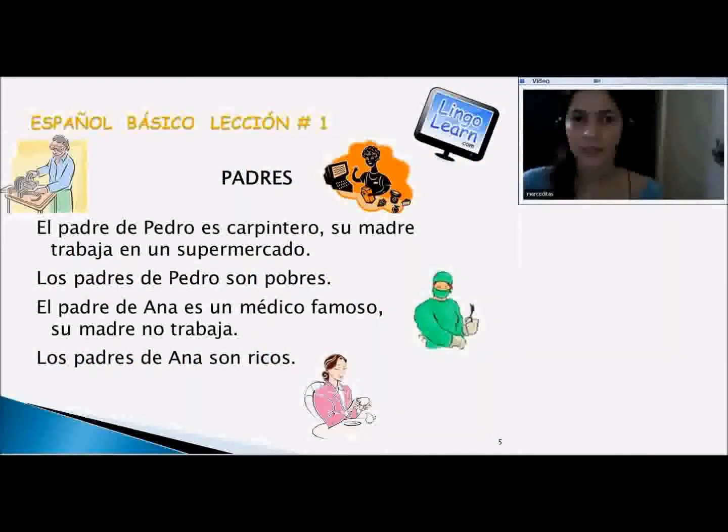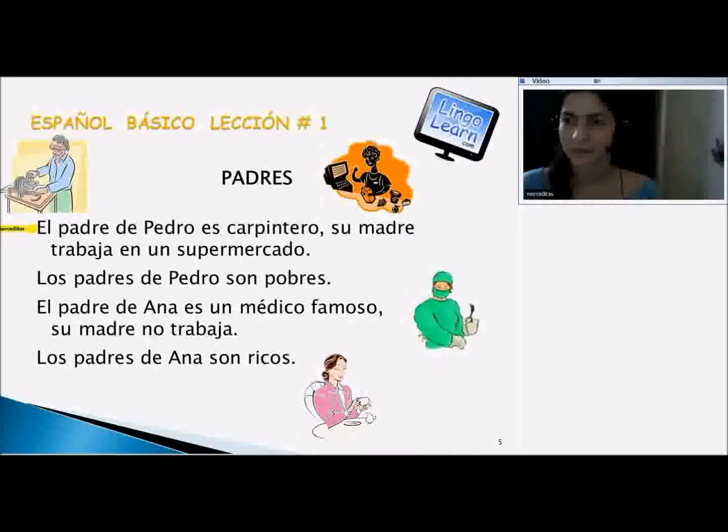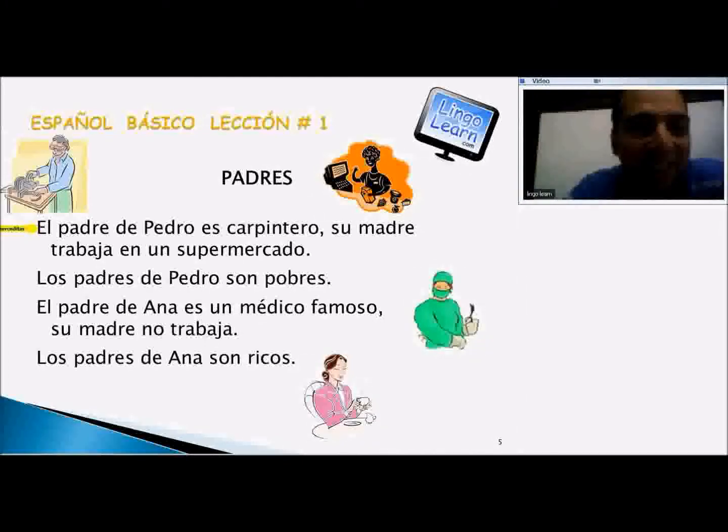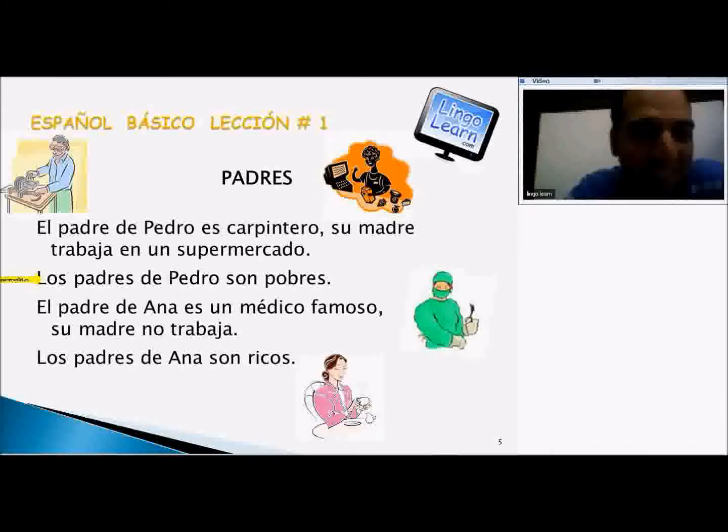So now, can you read this for me, please? Yes. El padre de Pedro es, how do you read this? Carpintero. Carpintero, yes. Su madre trabaja en un supermercado. Okay. Los padres de Pedro son pobres.